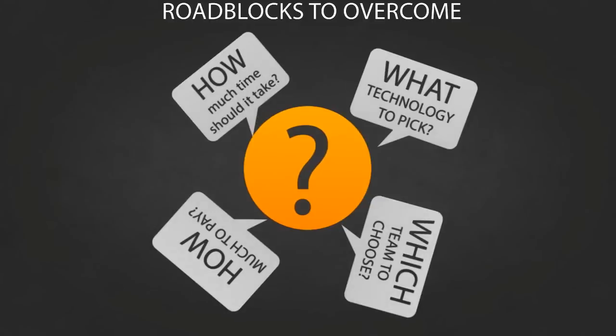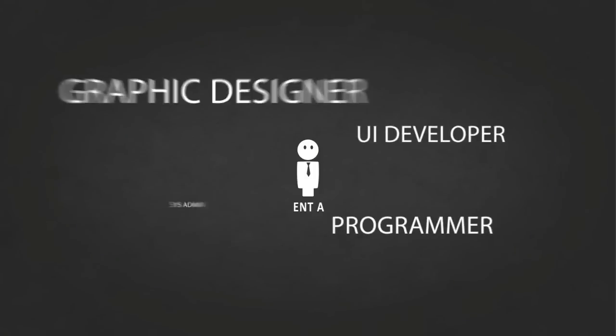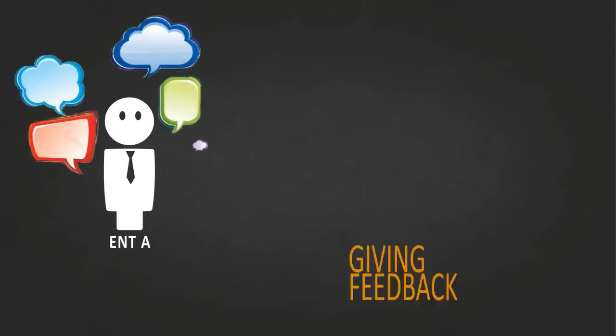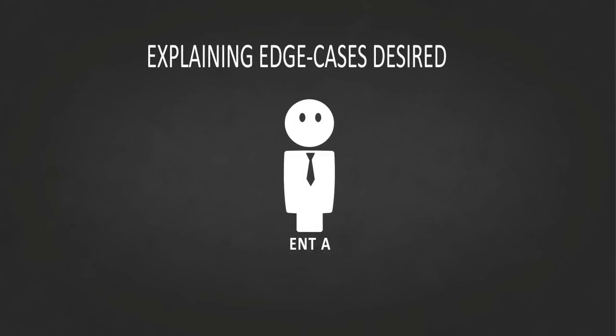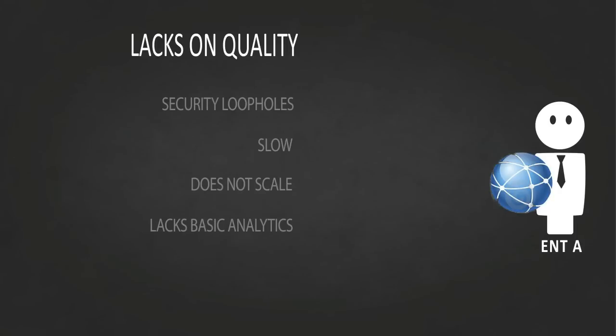To begin with, which team to choose, how much to pay them, how much time to commission, which technology stack to pick. He has to contract and interact with multiple parties. Entrepreneur A spends a lot of time in following up, in giving constant feedback, and in explaining the edge cases again and again. After much effort, he finally gets the product, but realizes that although functional, it lacks on design and quality.